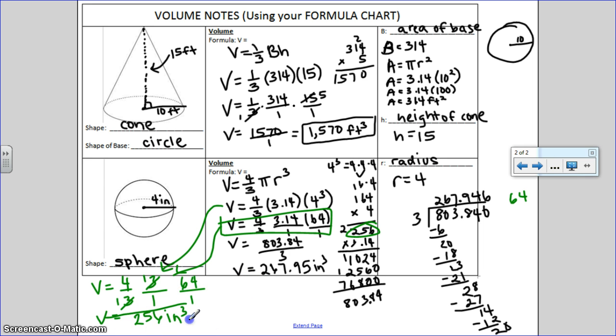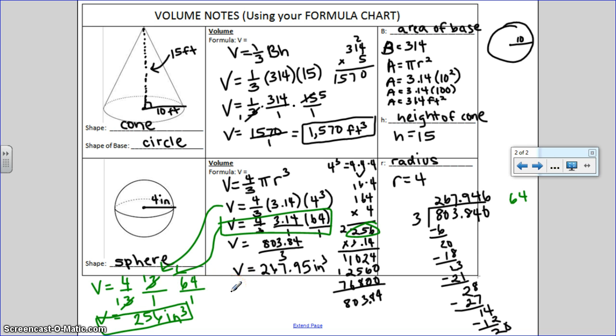So that's a little trick for you. This will happen every time you calculate volume of a sphere because it's always 4/3 times pi. So you can really cross reduce and really just multiply 4 times your radius cubed. So I hope that helps you out.